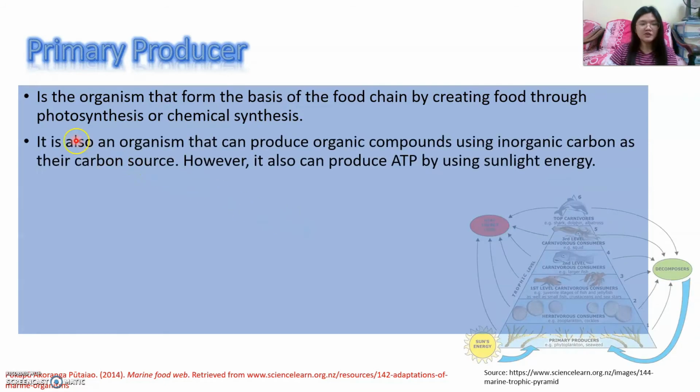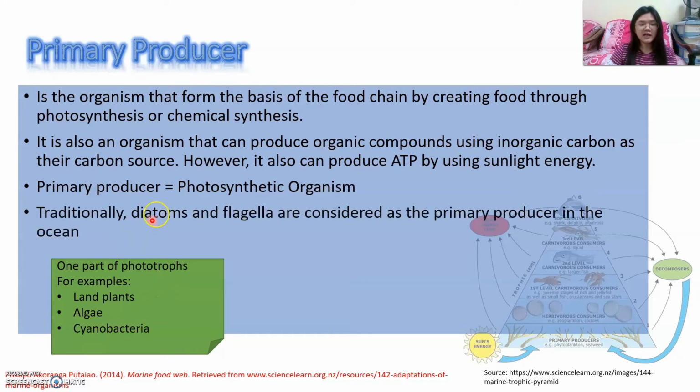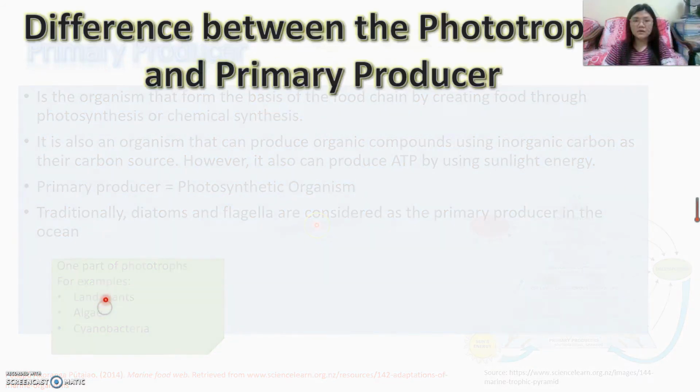A primary producer is also an organism that can produce organic compounds using inorganic carbon as its carbon source. However, it can also produce ATP by using sunlight energy. A primary producer is the same as a photosynthetic organism. What is a photosynthetic organism? A photosynthetic organism is one part of phototrophs, for example land plants, algae, and cyanobacteria. Traditionally, diatoms and flagellates are considered as the primary producers in the ocean.